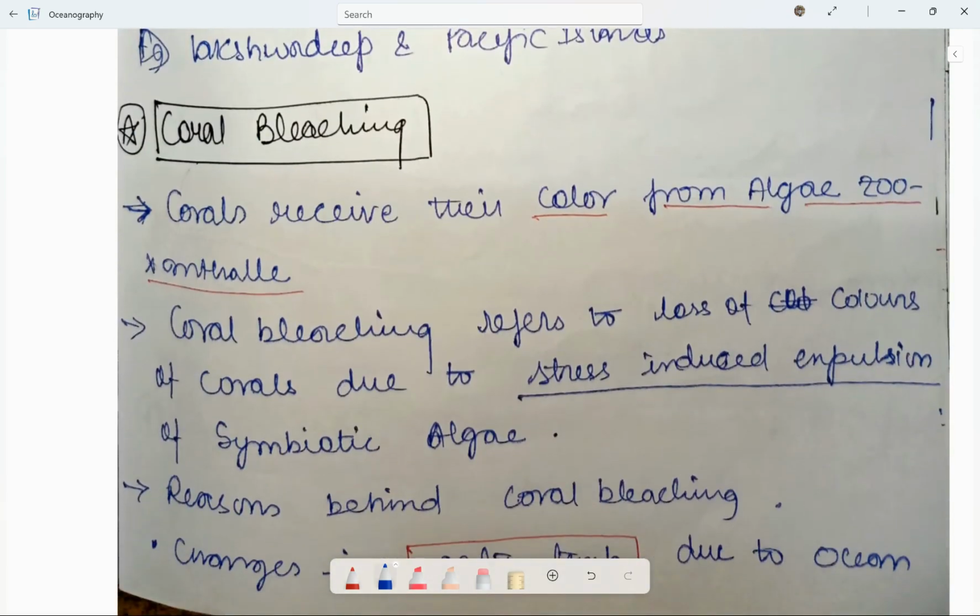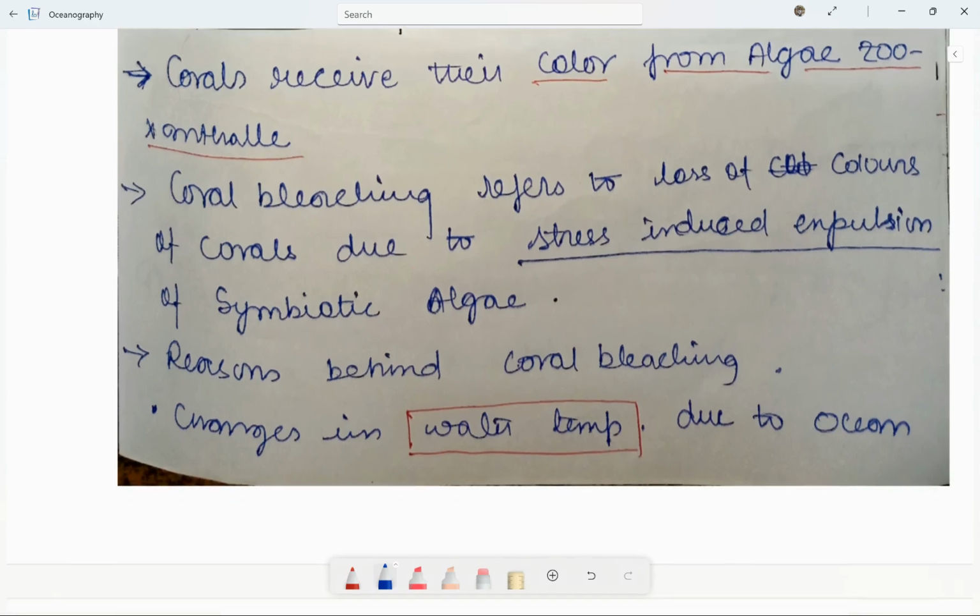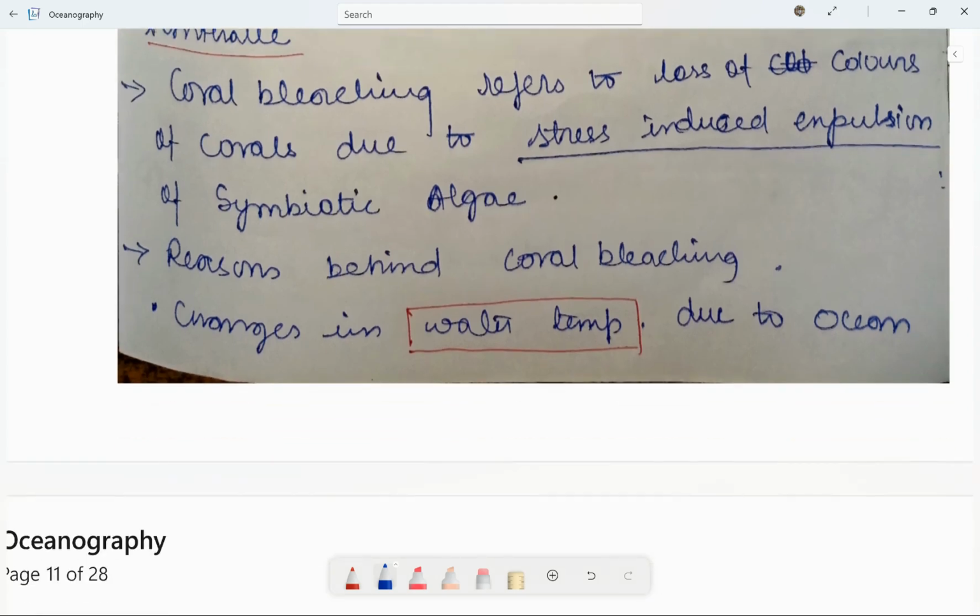कोरल ब्लीचिंग क्या होता है? Now this is the very important factor. कोरल जो है दे रिसीव्स देयर कलर फ्रॉम द एल्गे, because coral polyps they are transparent in nature, but algae zooxanthellae, they give color to those coral reefs. Now coral bleaching ho gaya when they lose their color. Why? Because of the stress induced expulsion of zooxanthellae, which is the algae present hai. If we are removing that algae from the corals, it will result in coral bleaching.